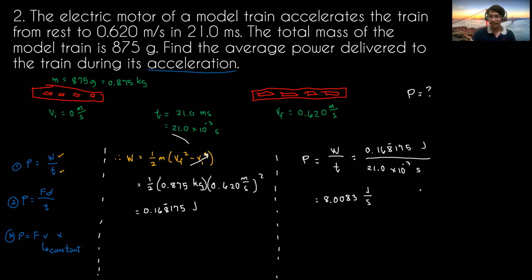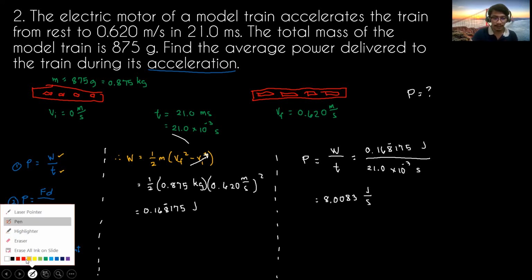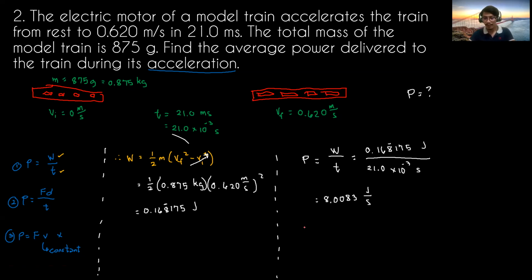Joules is left on top, seconds is left at the bottom. So how many significant figures? We need 3 significant figures. So power is equal to 8.01. What is joules per second? That is equivalent to watts, the unit of power. So this is our final answer.